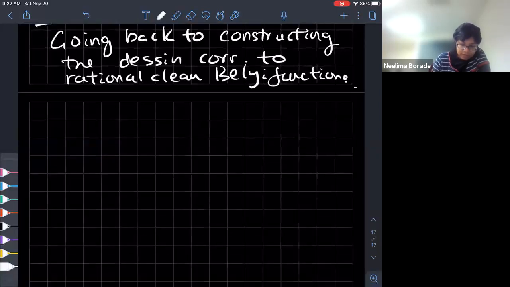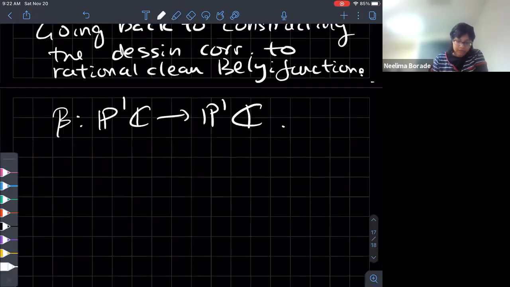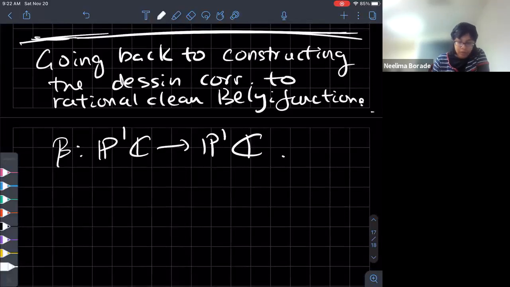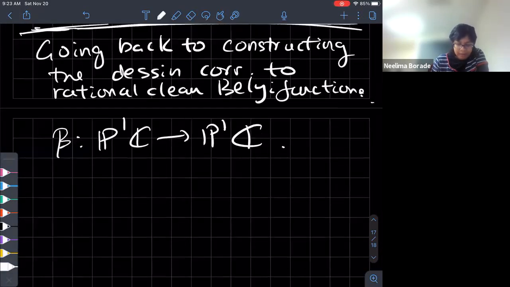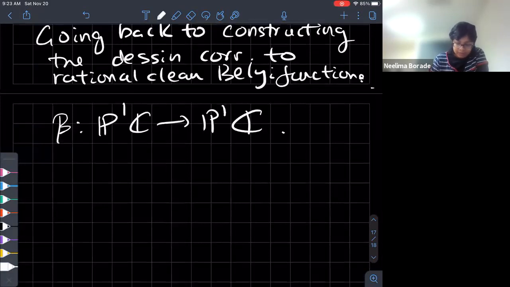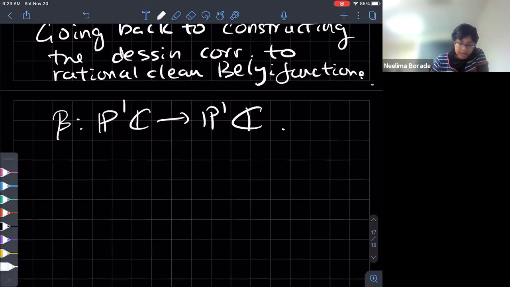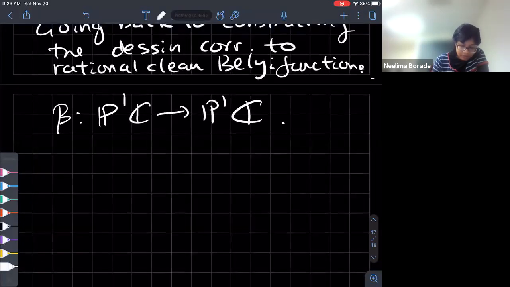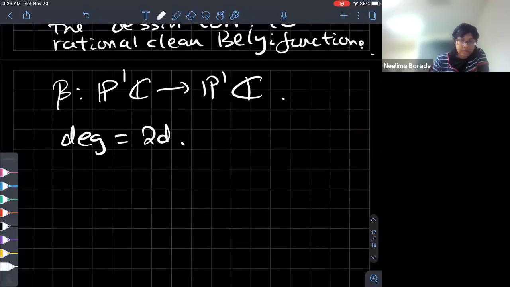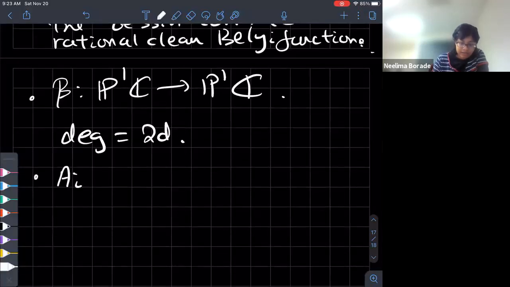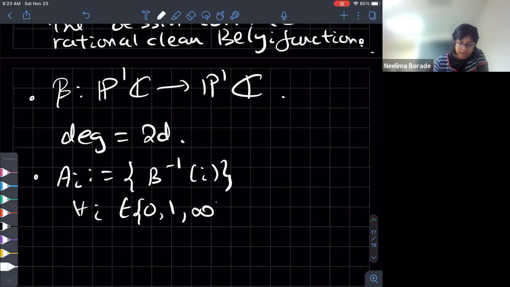Right, so going back to this construction, we have this special case, and we want to understand in this special case how we build the Dessin. So we want to use Picard's method, and we want to build these permutations, sigma I. And I think it's good to look at the explicit construction of sigma naught, sigma 1, sigma infinity in this case. And once we have that, then we are almost done because the same method applies. So how do we proceed in this special case? We have this map P1C to P1C. It's a rational Belyi function. Let's say the degree is 2D. And then we have a little bit of notation. We define AI to be the collection of pre-images of I, for I inside of big I.